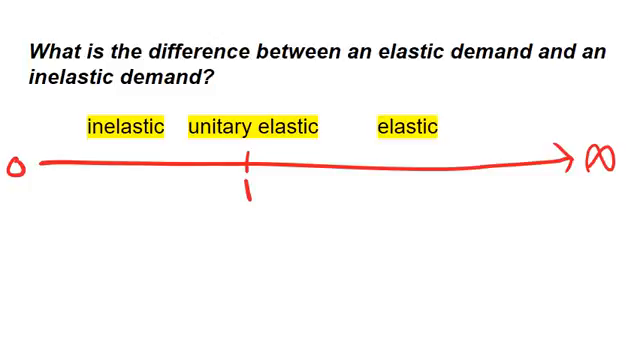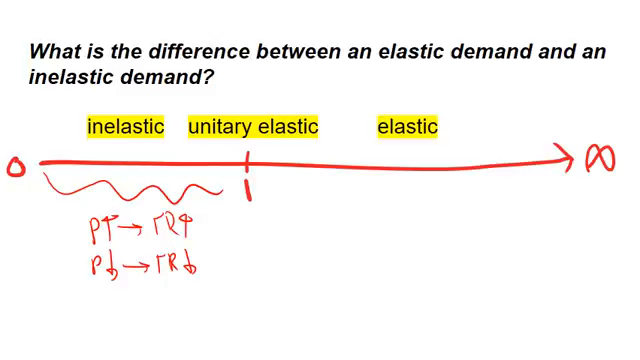We can summarize all this on our number line. The demand is inelastic between 0 and 1, over this region. When price goes up, the total revenue will rise. When price goes down, total revenue will fall. When demand is elastic, an increase in price will make total revenue decrease, and a decrease in price will make total revenue go up. If the elasticity happens to be right at 1, then a change in price will not affect total revenue.